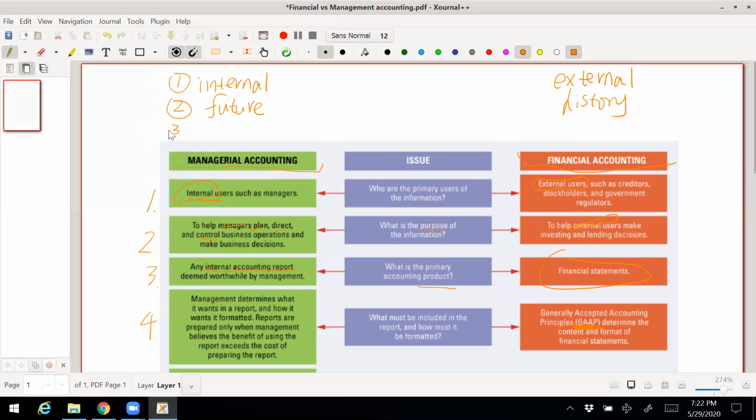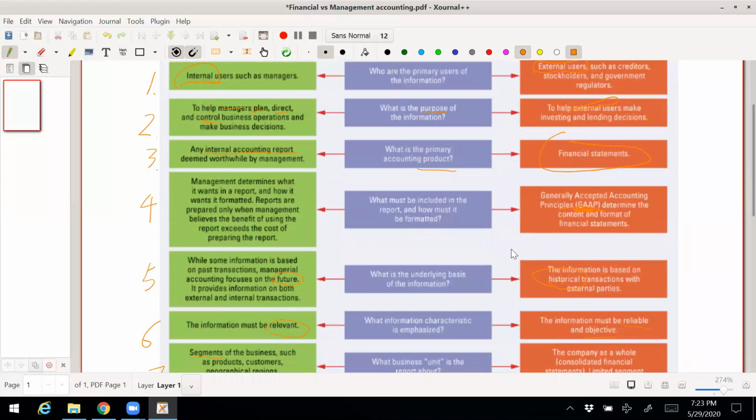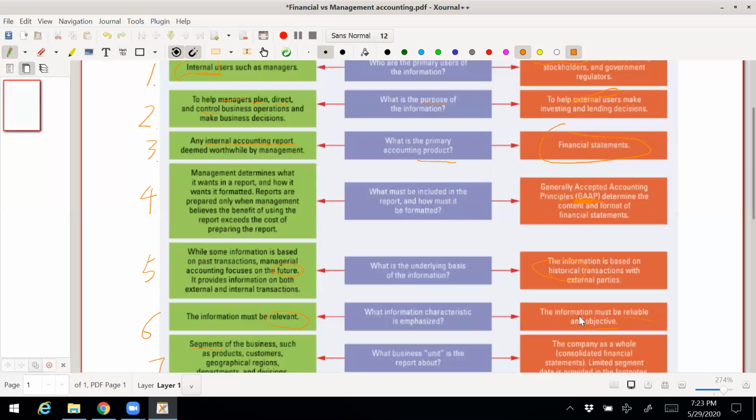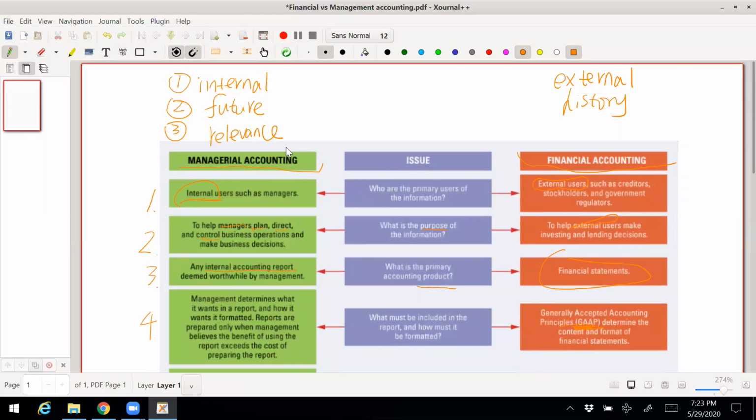The third main difference is that in managerial accounting, we focus on relevance, whether it's relevant, yes or no. Financial accounting focuses on what? Reliable and objective, right? So I just put reliable here. So those are the main differences. Those three basically decide all the details over there.